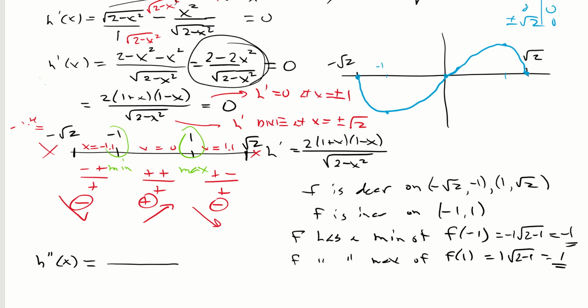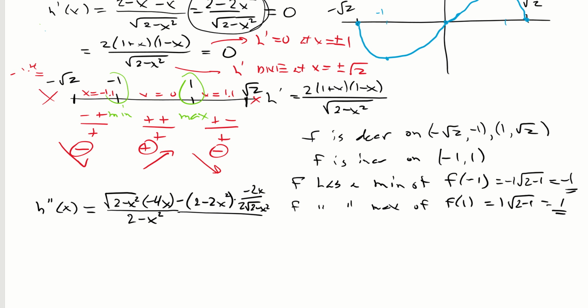So downstairs, I square it. You know what I get when I square a square root? I get 2 minus x squared. But up comes the square root of 2 minus x squared, times the derivative of the top, which is minus 4x, and then minus the top, which is 2 minus 2x squared, times the derivative of the bottom, which we've done already. It's 1 over 2 radical 2 minus x squared. The derivative is a negative 2x. I had to squeeze it in there. All of that upstairs. It's not fun. So, yeah, that's a mess.